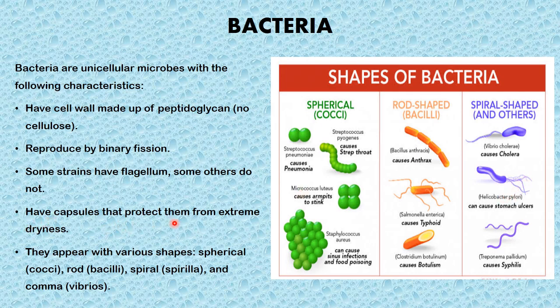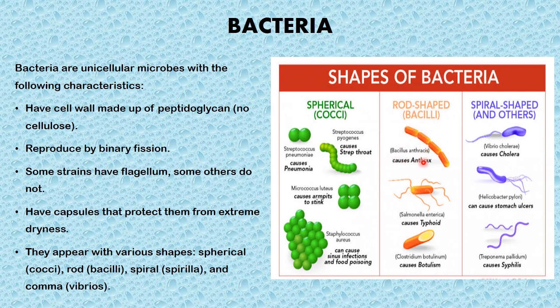They have capsules that protect them from extreme dryness. They appear with various shapes: spherical, which is cocci, rod, bacilli, spiral, spirilla, and comma, vibrios. Now these are the various types of bacteria based on their shape. We have the cocci. We have the Streptococcus pyogenes. We have the Staphylococcus aureus. These all cause diseases.